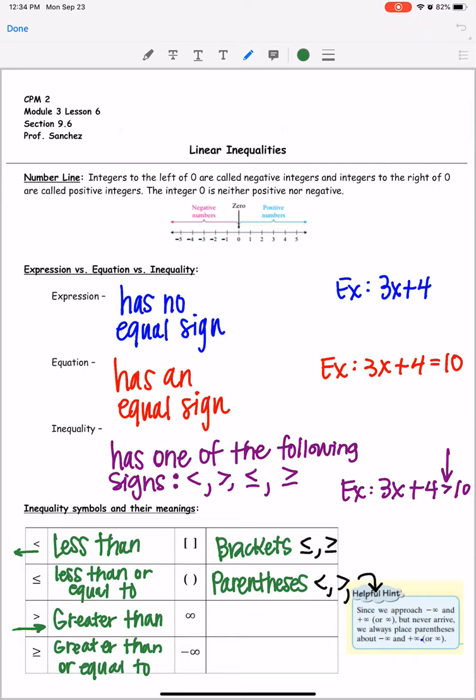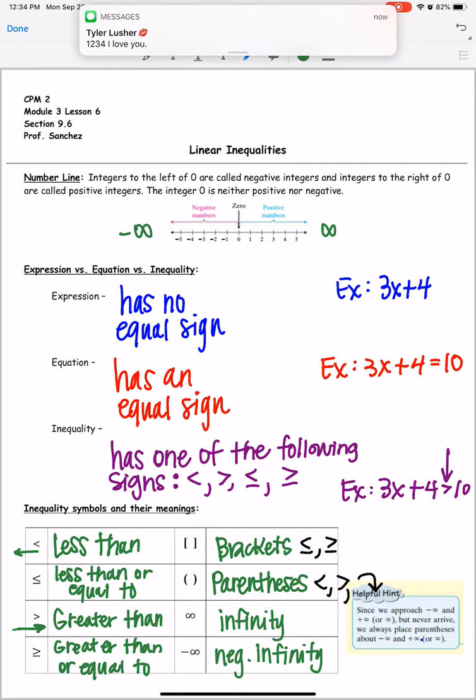And then we have our infinity and our negative infinity. So on our number line, we have negative infinity down here, and we have infinity down here. And so this right here is going with these. Since we approach negative infinity and positive infinity but never arrive, we place parentheses around it. So anytime you have infinity, you're always using parentheses, never the brackets.